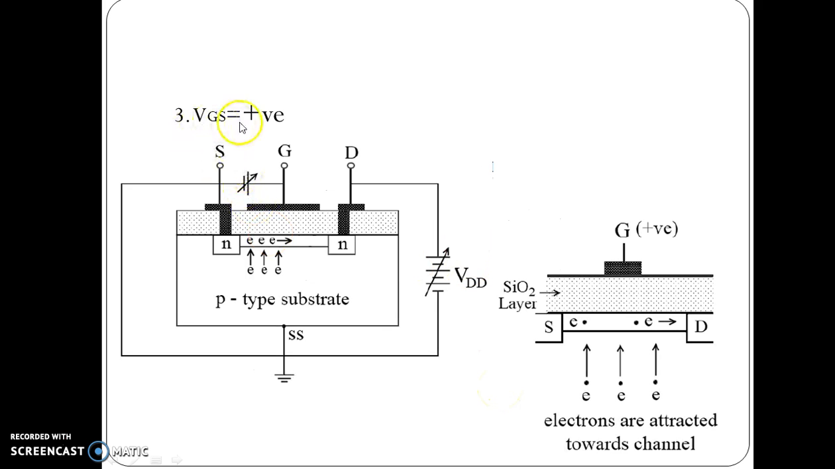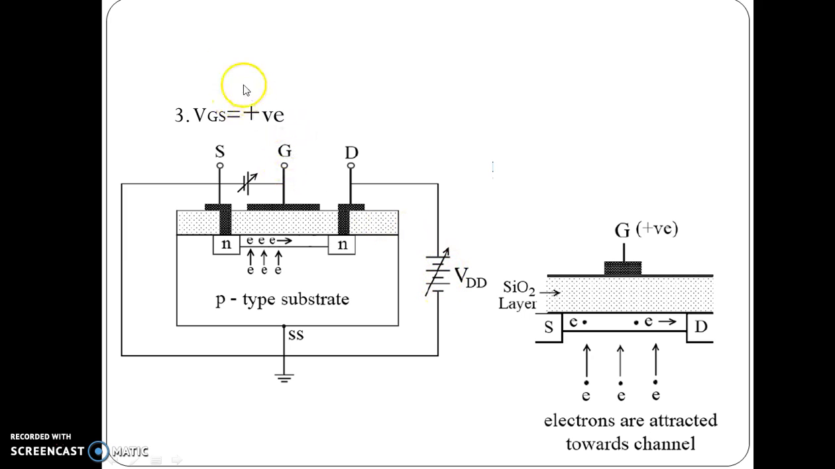Next, when VGS is equal to some positive voltage. So when VGS is positive, the battery positive terminal is connected to the gate and the negative terminal to the source. Substrate is connected to the ground. Drain terminal is connected to the positive terminal of the battery, that is VDD.